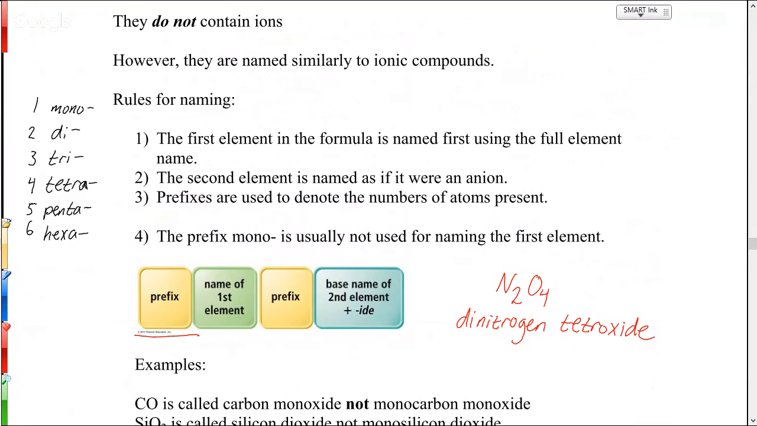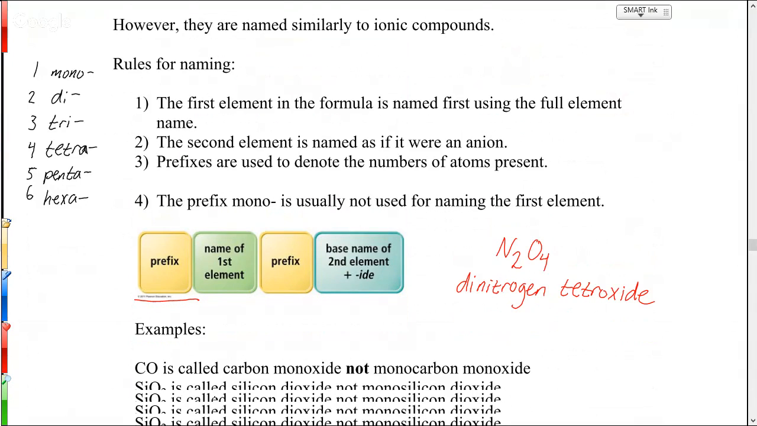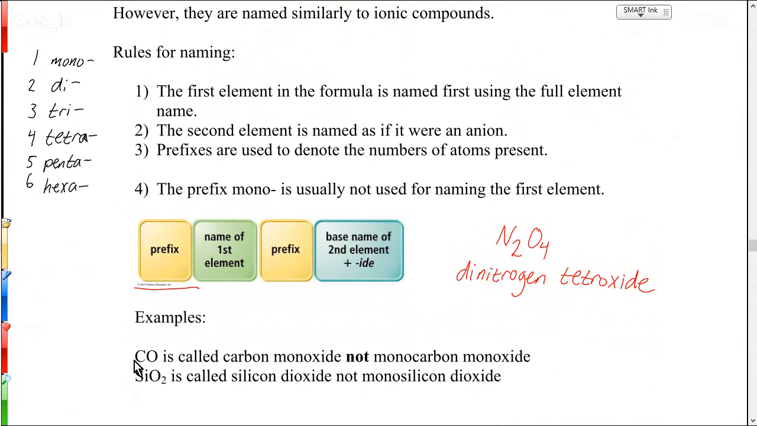So in these, when we don't have ions, we specify how many of each there are. So dinitrogen tetroxide. The couple exceptions to that is, like we say down here, if there's only one of the first one, you don't put a mono at the beginning, because otherwise there'd be way too many monos. It'd be hard to find stuff. We just start with carbon. So we don't call that monocarbon monoxide. We don't call it monosilicon dioxide.